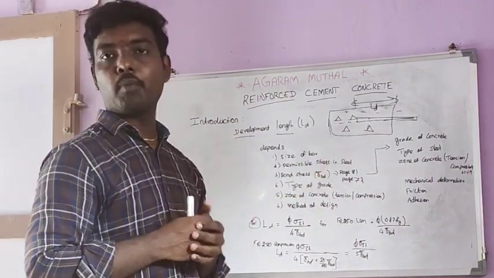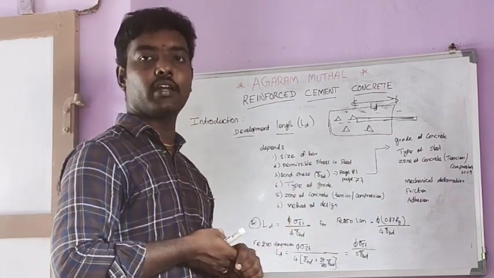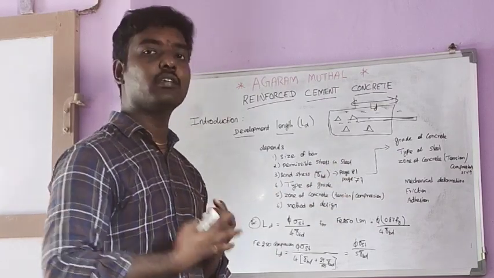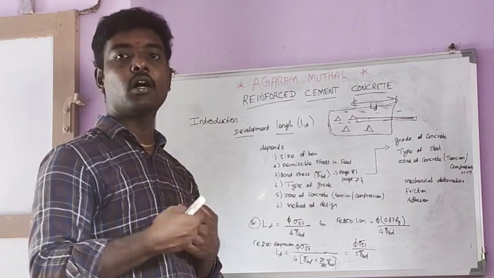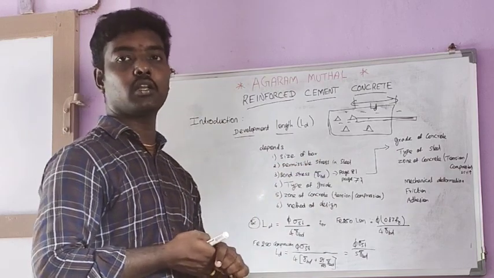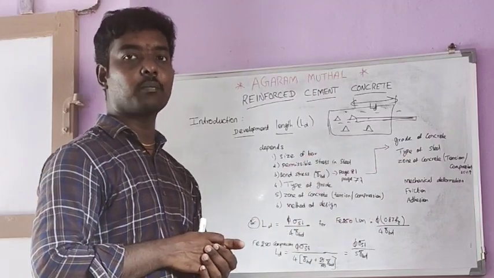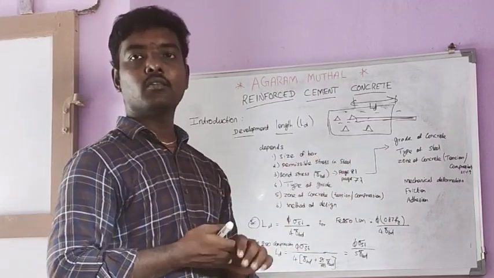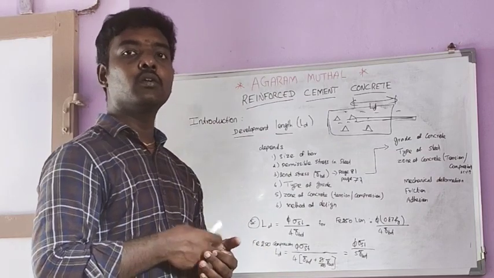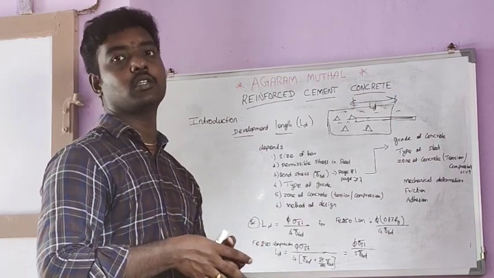The bond strength depends on some factors. The factors of bond strength are the grade of the concrete, which grade we are going to propose, and the type of steel, whether we are going to use Fe 250, 415 or 500. Then the zone of the concrete: whether tension zone or compression zone, we have to specify where we keep the reinforcements.